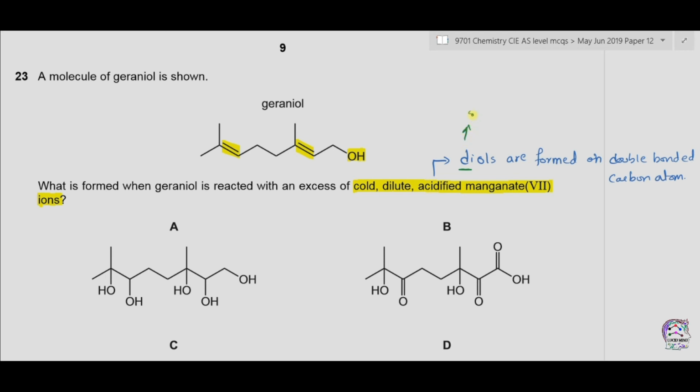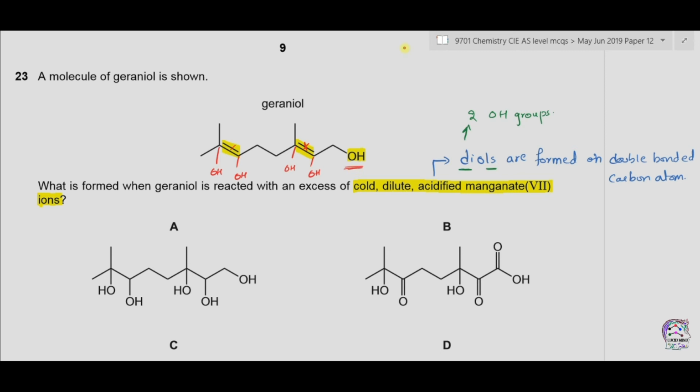Diols means two OH groups, one on each double bonded carbon atom. There is no effect of cold dilute acidified manganate on the OH group. So we can see that the double bond is converted into a single bond and diols are formed. So we have two OH groups on this bond and the double bond is converted into a single one. Same for the second double bond, we have two OH groups attached to the double bonded carbon atoms and the double bond will be converted into a single covalent bond. There is no effect on this OH group.